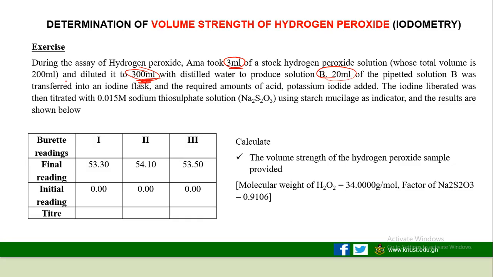Good. Now we have a beautiful table here. What we do from the table is that we get the average titer. Now they have given us a factor here from standardization. What would we do with the factor? We correct the average titer using the factor, right? We correct the average titer using the factor. Then they have given us the molecular weight of peroxide too.